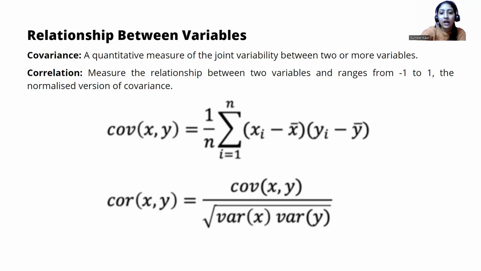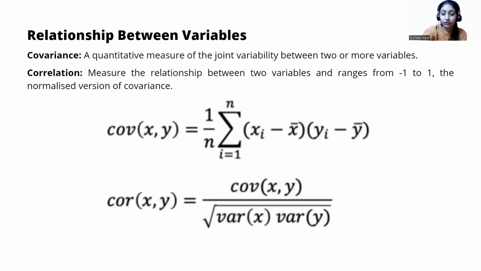And you can see the formula as well, right? Here xi is the data value of x, and yi is the data value of y. So it is data x minus mean of x, and y minus mean of y, right? And n is the number of data values. So I hope covariance is clear.